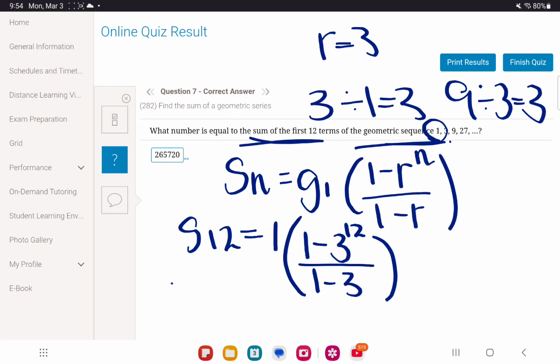Do it on your calculator, because like I said, you don't need to do it mentally or on the paper, because you literally have a calculator. And you get 265,720. Okay?